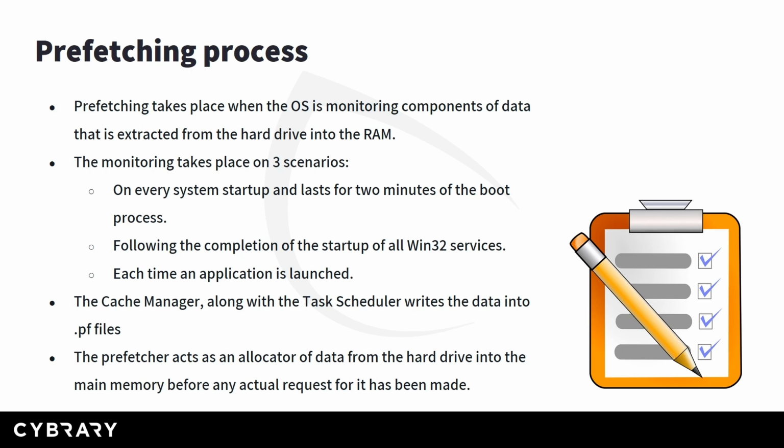Subsequently, the cache manager along with the task scheduler writes the data into .pf files. These files speed up the system by making themselves promptly available before there is any actual demand for them from the user. Hence, the prefetcher acts as an allocator of data from the hard drive into the main memory before any actual request for it has been made.